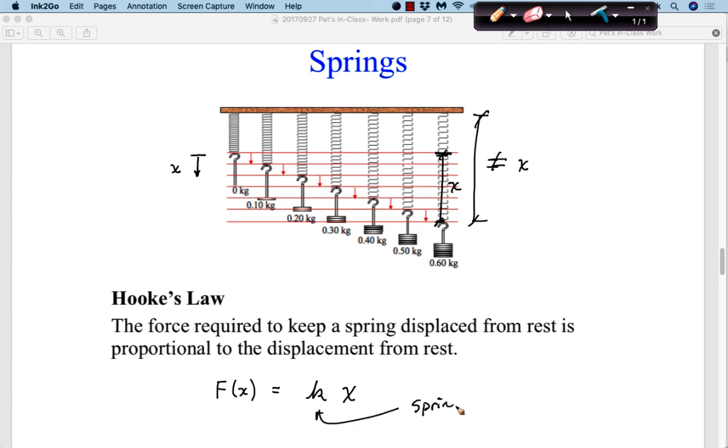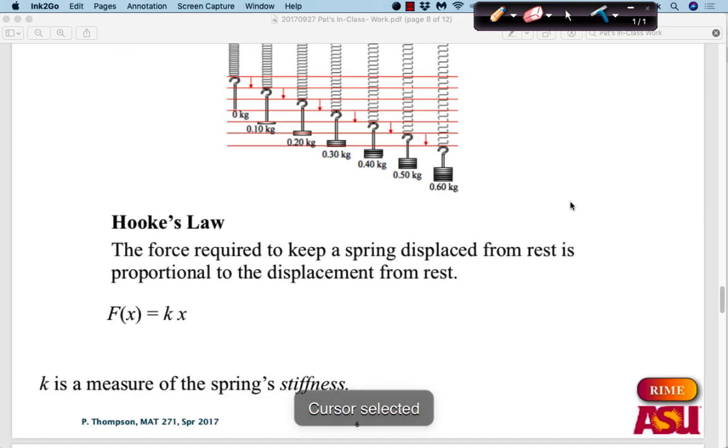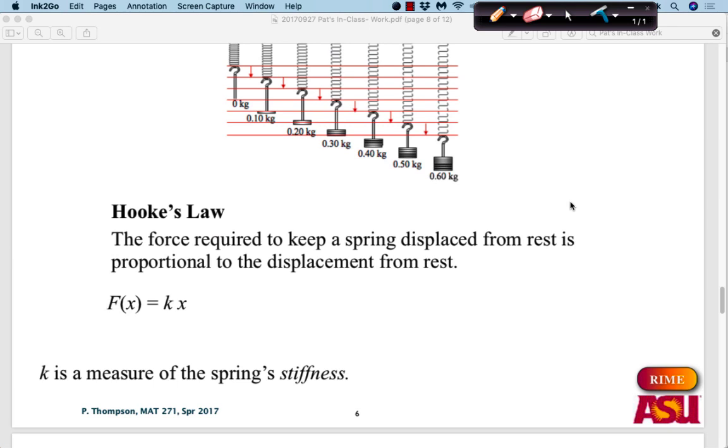It's a different proportionality depending on how loose or stiff the spring is. For a slinky, it's a super low value of K. It only takes a teeny bit of force to stretch it all along. But a strut, a shock on a car wheel, has a super high value of K. It takes a lot of force to move that thing. So K is a measure of the spring's stiffness, like I said.